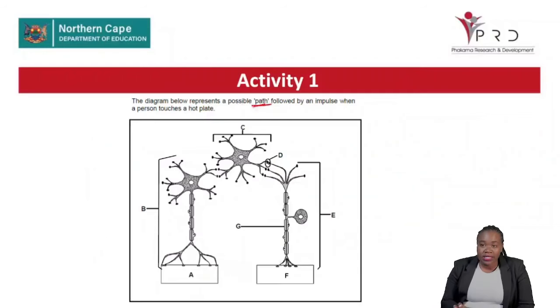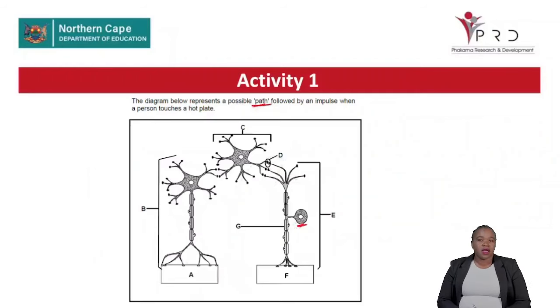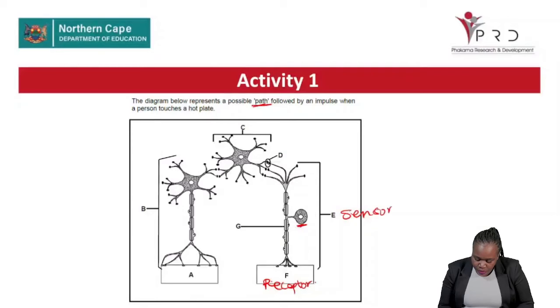Okay, let's start by identifying the sensory neuron. Remember, we are able to differentiate between the sensory neuron and the motor neuron. So the sensory neuron would be this one. Why do we say this is the sensory neuron? Because of the centrally situated cell body. So if this is the sensory neuron, it means that because the receptor receives impulses and transmits those impulses to the sensory neuron, this would be the receptor. F would be the receptor, and then this would be the sensory neuron.